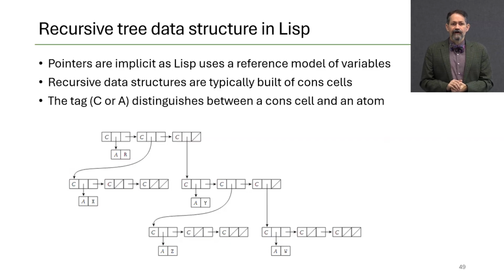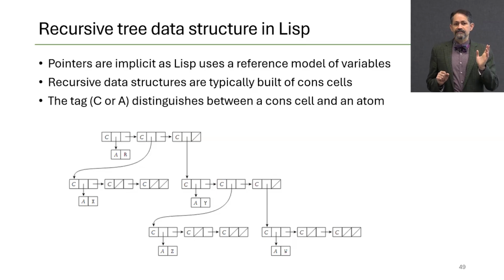Basically, we have in Lisp cons cells and atoms. And so each cell is either tagged with a C or an A to denote whether it is a cons cell or an atom that represents just a primitive type of some kind. So how do we represent a tree? Well, a tree node will be a list of length 3. It'll be 3 cons cells, and then it will end.